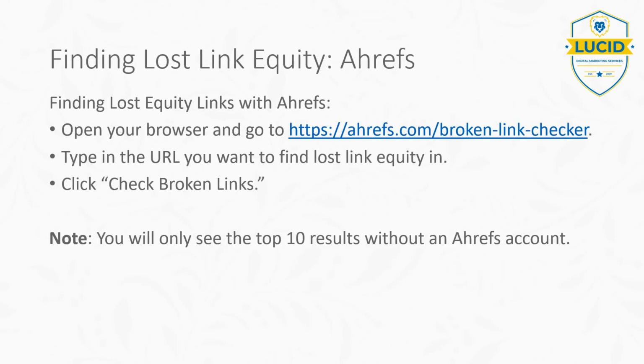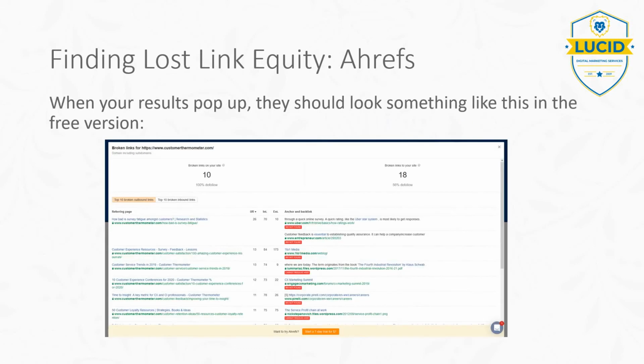So to find lost link equity, you can go to Ahrefs. You can use the free version, which is the broken link checker, or you can use the paid version. It's about $82 a month, I think. You can type in the URL you want to find the lost link equity in, and then click check broken links. In the free version, you're only going to see the top 10 results. In the paid version, you'll see all the results. And it will look something like this.